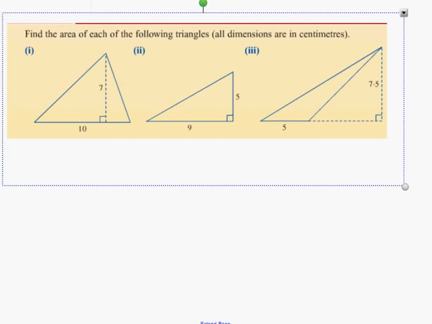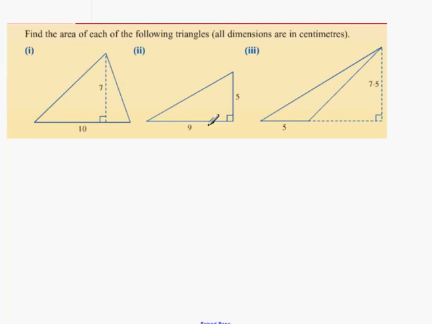Yes, okay. So, what's the area of the following triangles? You need to be able to look that up in your tables. The area of a triangle is a half base multiplied by height. So multiply your 10 by your 7 and half the answer. What's a half of 70, guys? Half of 70? 35.